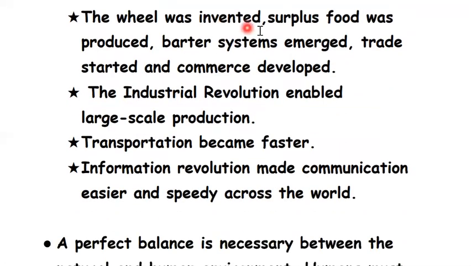The wheel was invented, surplus food was produced, barter systems emerged, trade started, and commerce developed. Slowly, as time went on, the wheel was invented, and we know that the wheel played a very important role in human history. It changed human history and commerce developed. How? Food was produced. Surplus means extra, and the extra thing is that food was produced.